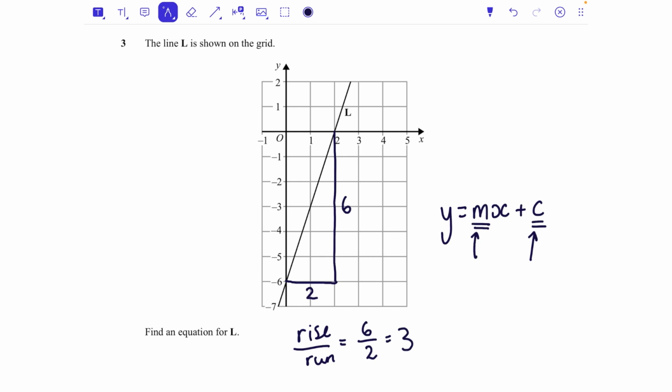We can see this is a positive gradient. The line is going up, and that is our gradient there. If we'd have drawn our triangle here, it would have been 3 up and 1 across, and we would have got the same answer. So y equals 3x plus what?